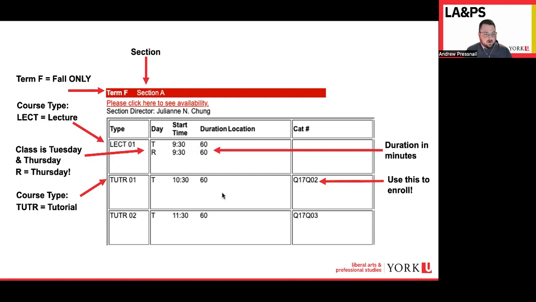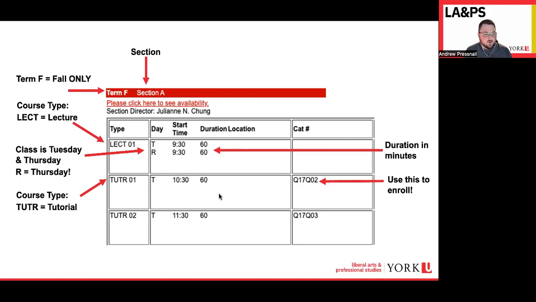And then down here, you will need to select a tutorial. The tutorial, in this case, we see two options. The tutorial meets once a week. Tutorial 1, the first option, meets at 10:30 a.m. for 60 minutes on Tuesday. So this tutorial would meet immediately following this lecture here. And our second option for tutorial is Tuesday at 11:30 for 60 minutes.